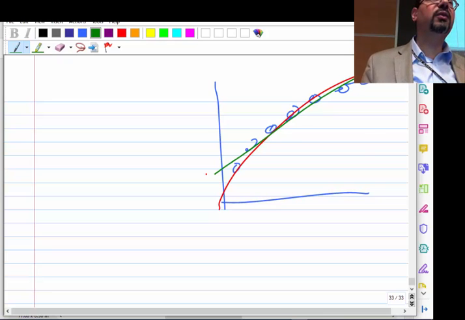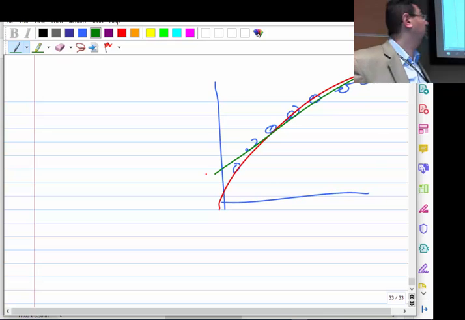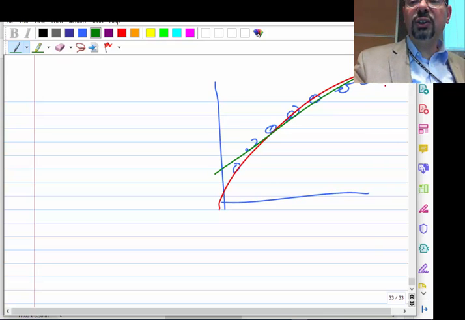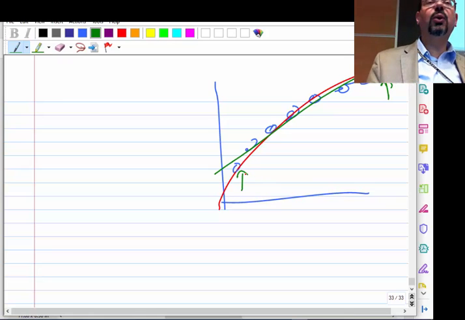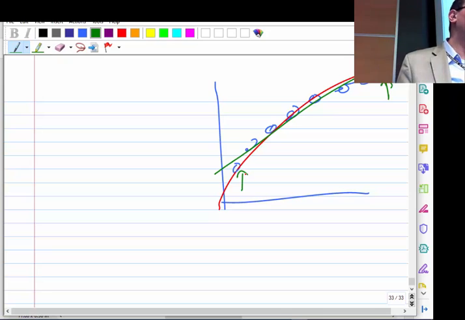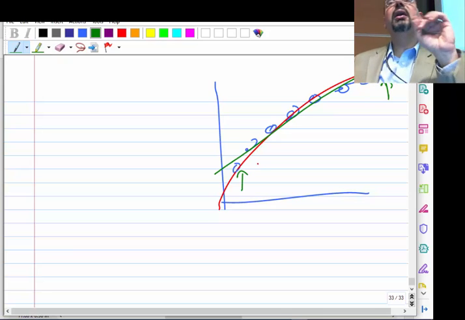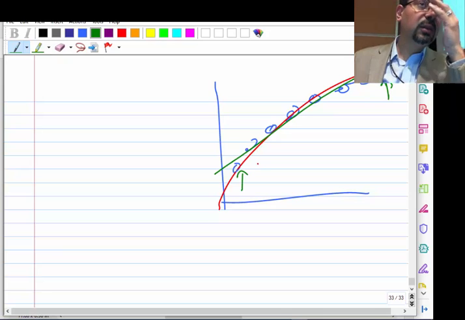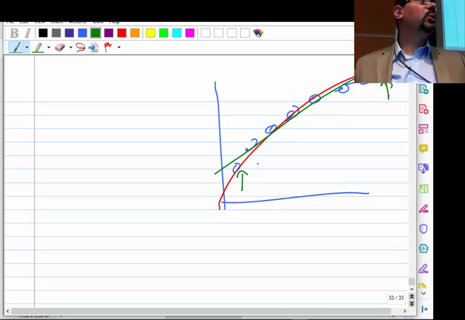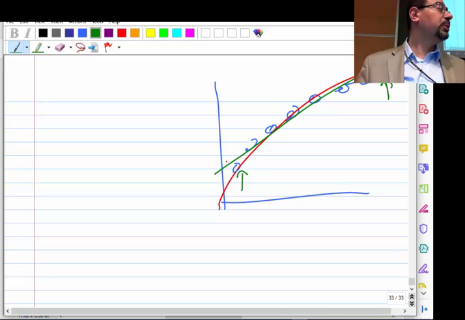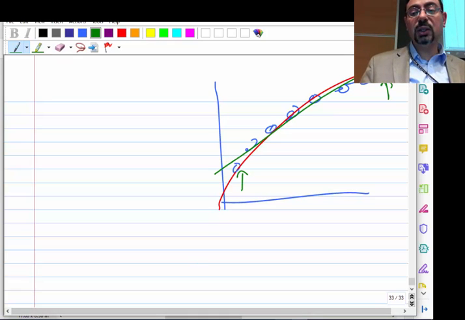Is that green curve horrible? Not really. I mean, it's not the best fit, right? And it kind of really undershoots in this area and overshoots in that area. But overall, it's not bad. So they rather use a linear fit, even with a small margin of error, especially if the margin of error is not really a big deal.